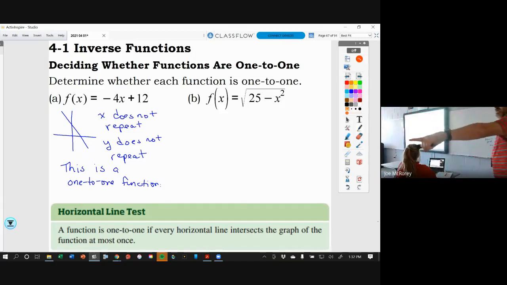So what about negative 5? Okay, what's -5 squared? 25. What's 25 minus 25? 0, because that minus right there makes it a positive. So x can be -5.